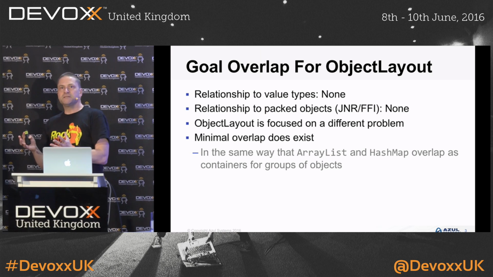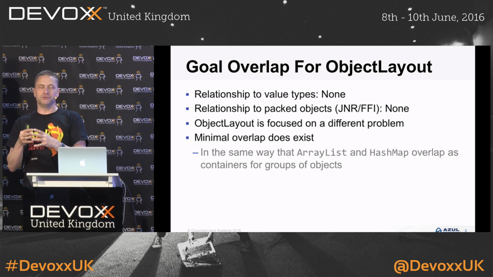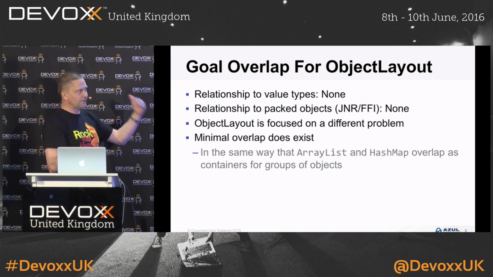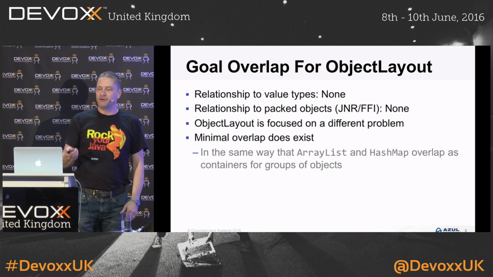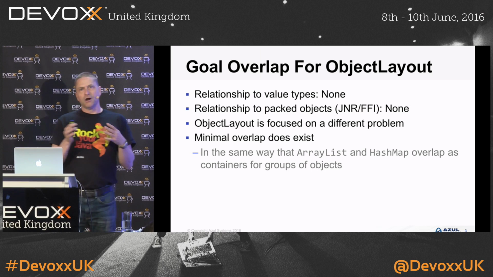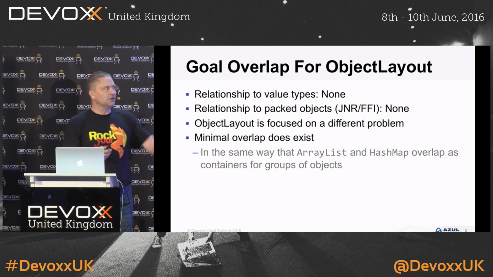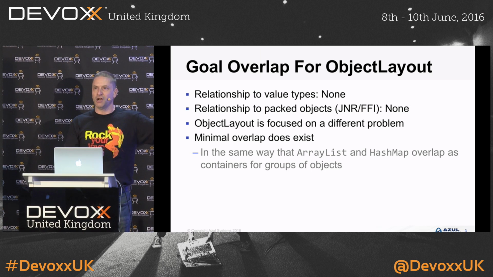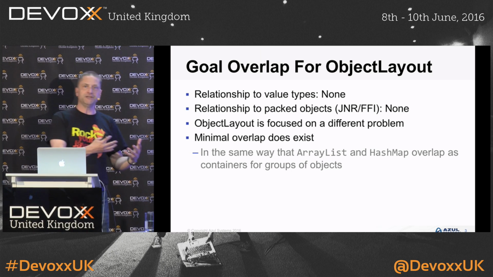Now, there is some overlap in terms of what the different things provide you. If you look at packed objects, value types, and object layout, there are some areas where they overlap. But it's kind of like if you said, well, okay, collections are similar. An array list and a hash map are both collections. They overlap in terms of the fact that they store things, but how they do it is very different.